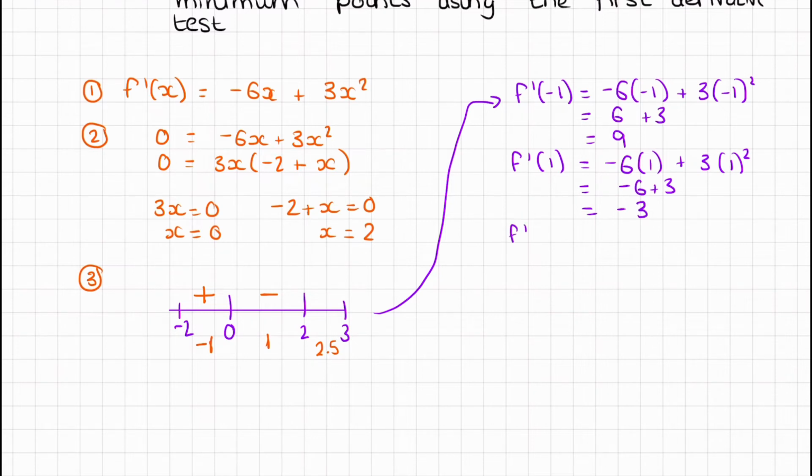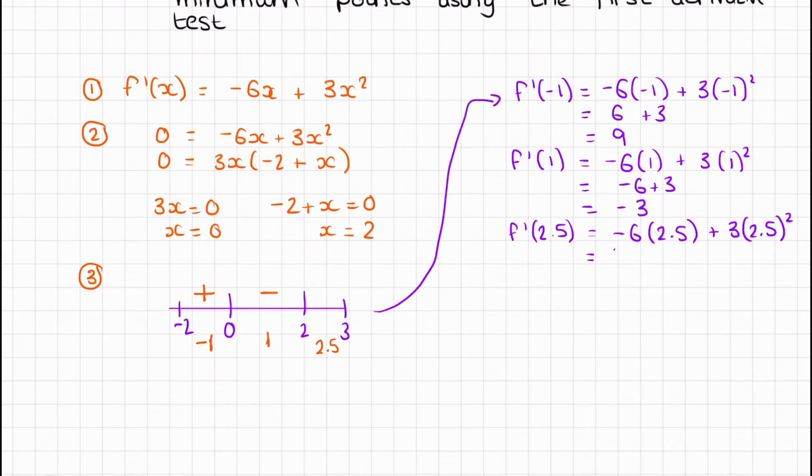and then we do between 2 and 3. And I just went with 2.5. So negative 6 times 2.5 plus 3 times 2.5 squared. So that will equal 15 plus 18.75 when you work that out. And so our total is 33.75, which is positive. So between 2 and 3, our gradient is positive.